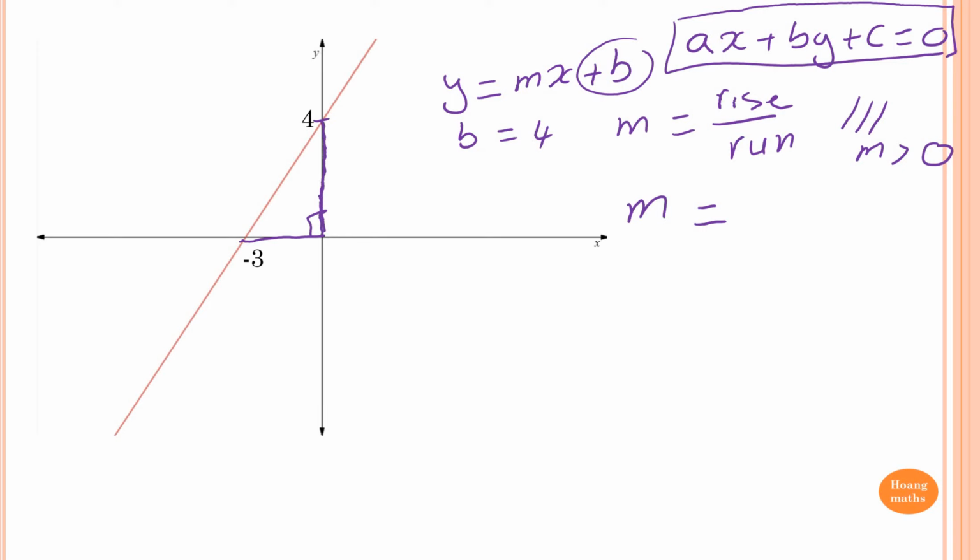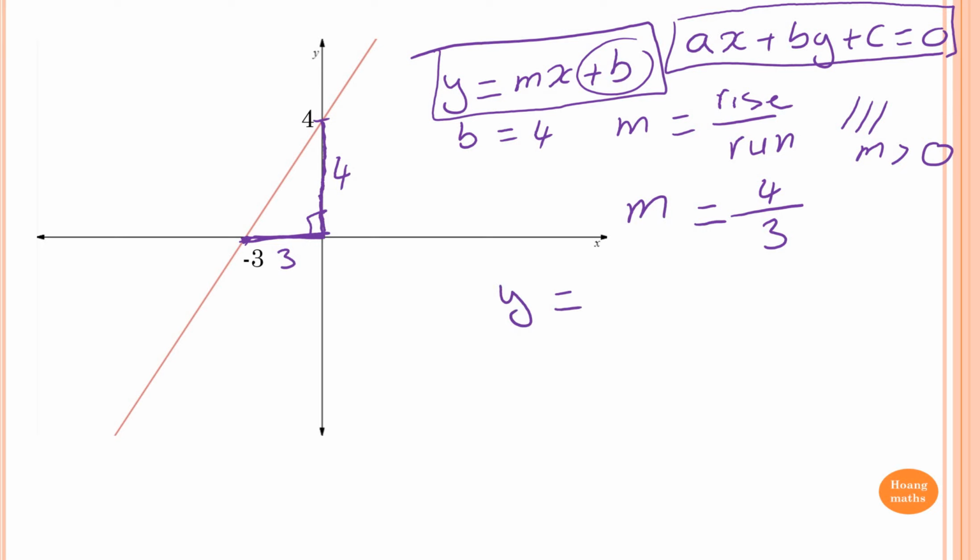From here to here is 4 units, which is 4. Over the run, the horizontal distance from this to -3, which is 3. We talk about distance, okay? So which is 3. So the gradient is 4 over 3. So y equals mx plus b. So that means y equals m first. m is 4 over 3 x. See? And then plus b. b is 4. So just plus 4. That's your answer. But we want it in general form.